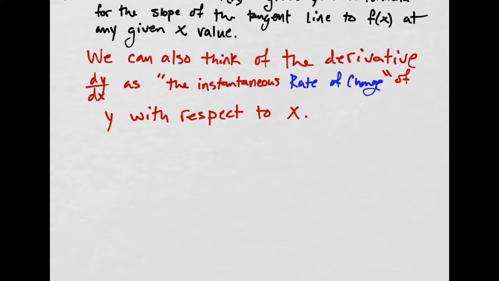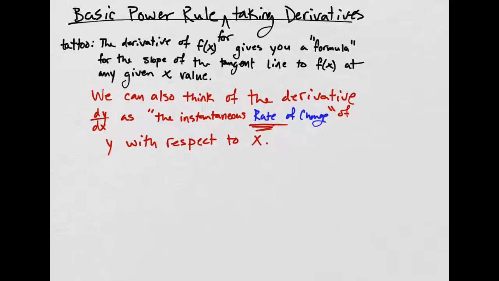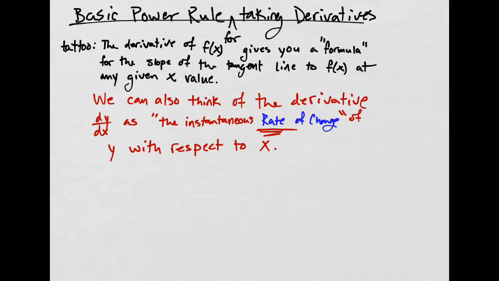I don't know. We can also think of the derivative dy dx as the instantaneous rate of change. We talked about that, but eventually we're going to think of the derivative as a rate. So it's important just to have that in the back of your mind. Anyway, let's talk examples of the power rule.